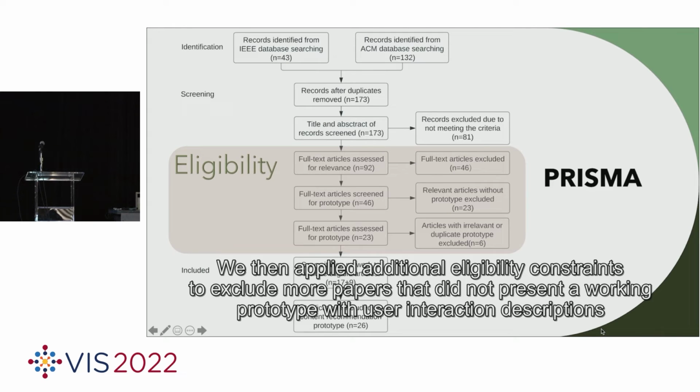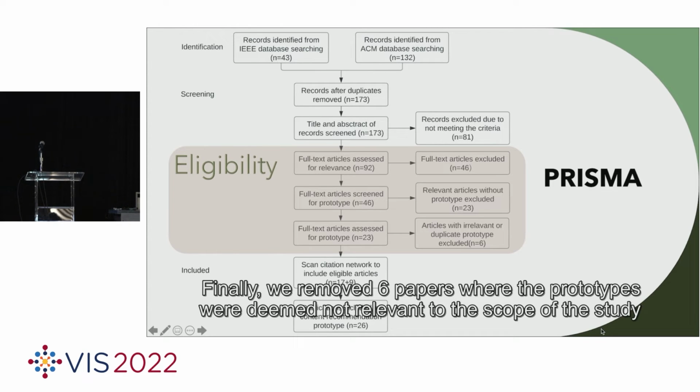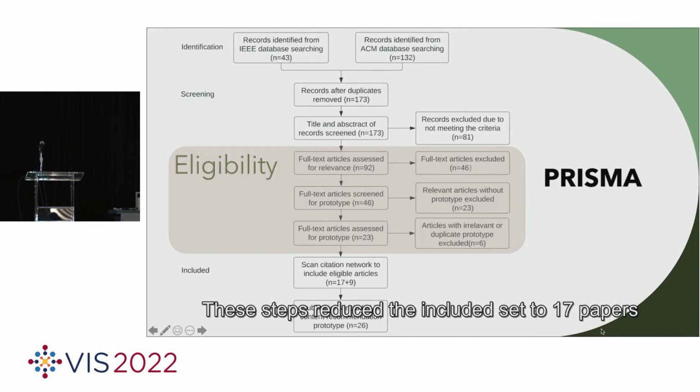We then applied additional eligibility constraints to exclude more papers that did not present a working prototype with user interaction descriptions. This is to ensure that our survey focused on designs that were used in actual implementation from prior work. Finally, we removed 6 papers where the prototypes were deemed not relevant to the scope of the study or were identified as duplicates that describe the same prototypes as other papers in our collection. These steps reduced the included set to 17 papers.